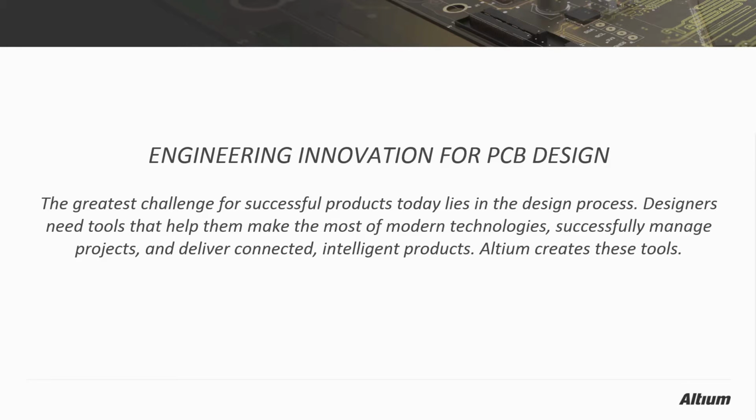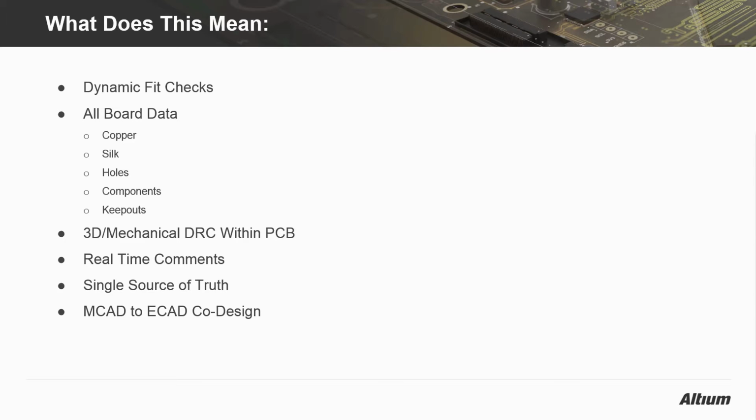Now, what does this mean for you? Well, we need dynamic fit checks in the 3D area. We need all of the board data on all design domains, whether that be copper, silk, holes, components, keepouts, boards, whatever that is. We need 3D mechanical DRC with the PCB. We need real-time commenting and functionality history flows, a single source of truth, as I said, and we need a true ECAD to MCAD co-design environment. Let me show you how.